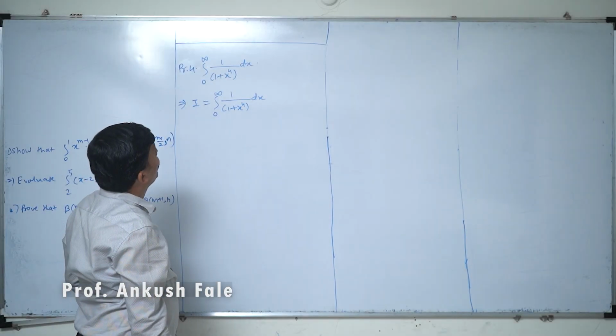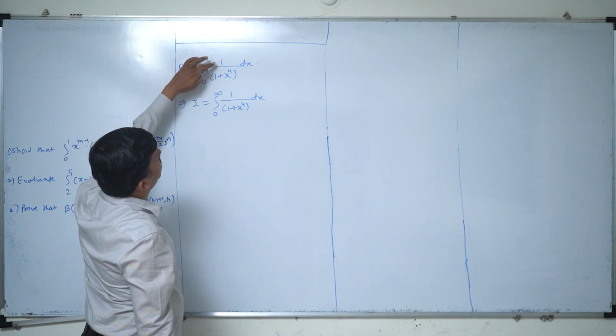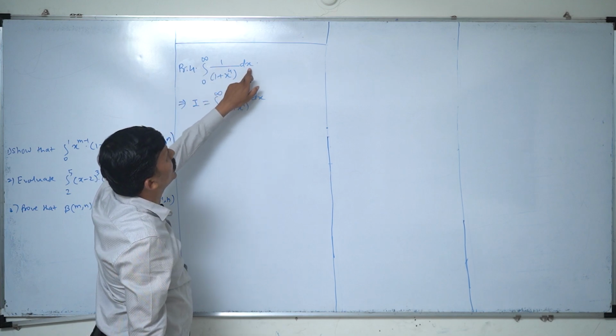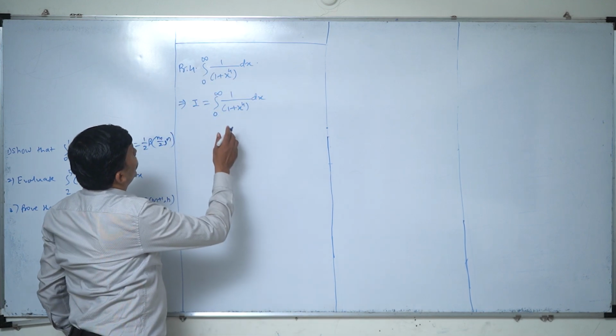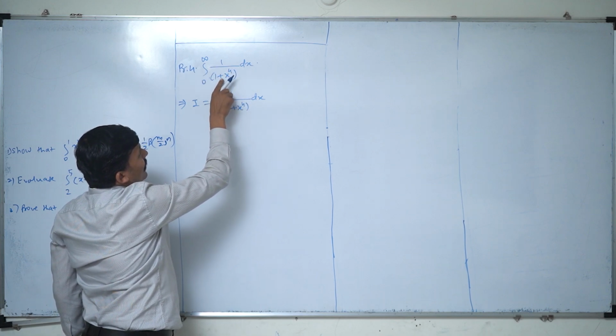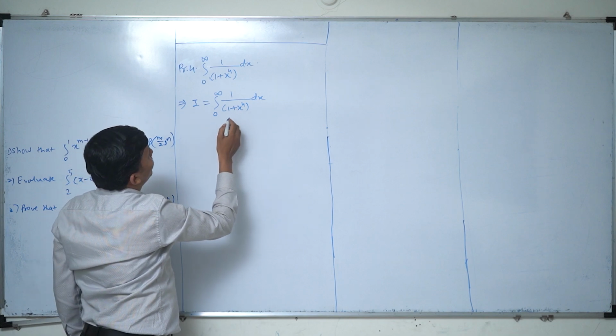Now we'll see problem number 4 in beta function. Suppose the integral is 0 to infinity 1 upon (1 plus x raised to 4) dx. Now this integral contains a bracket, but that bracket contains an addition sign. So you have to use the second definition of beta function.